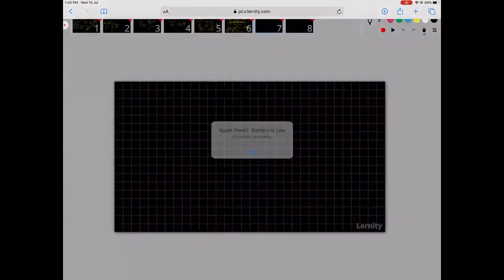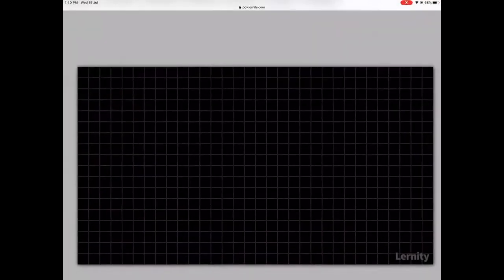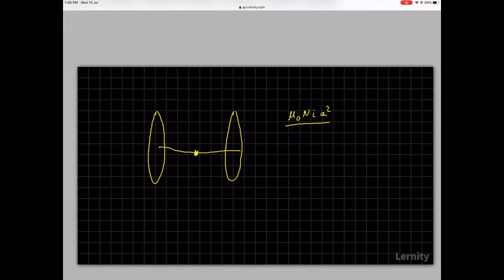You have one set of coils here, you have another set of coils here. This is the axis and they are talking about the distance in between them. So you have mu naught Ni a squared by 2 times (x squared plus a squared) to the power 3 by 2.